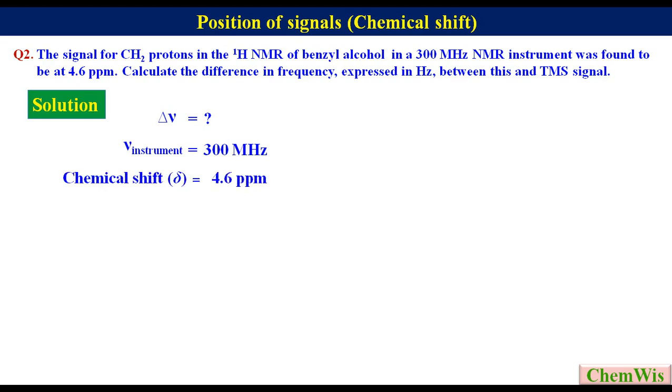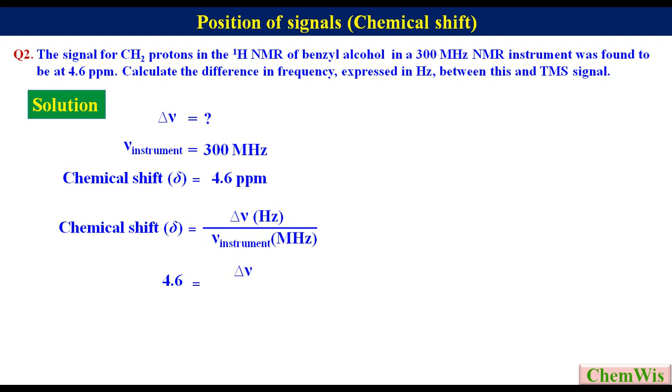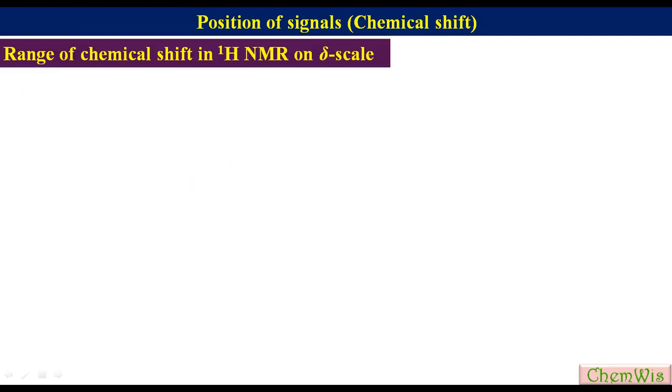is 4.6. We know that chemical shift in ppm is equal to delta nu in Hertz upon instrumental frequency in megahertz. So 4.6 is equal to delta nu upon 300, or delta nu is equal to 4.6 into 300, that will be equal to 1380 Hz.